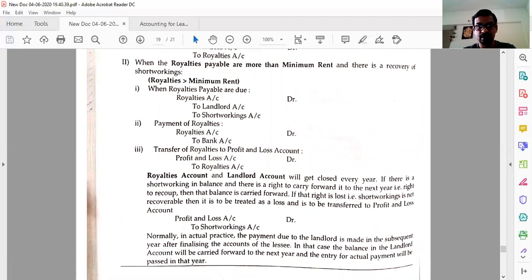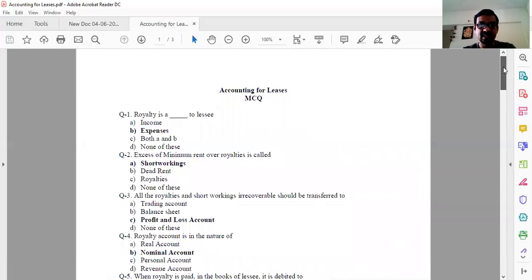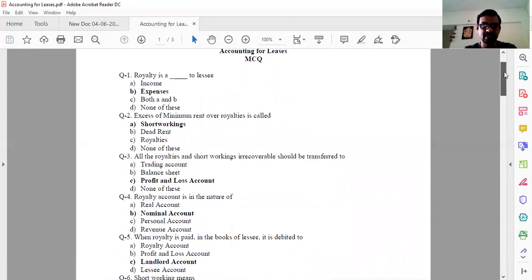Now, this kind of MCQ question will be asked on the royalty account, or accounting for leases. Already I have sent this file on your WhatsApp group. Once again, I am revising for you. Royalty is dash dash to leasing: income, expenses, both A and B, or none of these. The right answer is expenses.